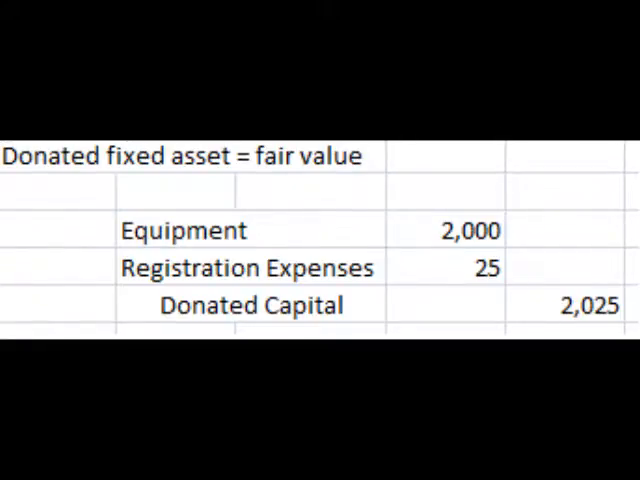Accounting for that transaction includes debiting equipment equal to the fair value amounting to 2,000 pesos, debiting also registration expenses amounting to 25 pesos, and crediting donated capital amounting to 2,025 pesos. As you can see, the registration expenses are absorbed by the donated capital. Why? Because it is said so by the standard. Accordingly, any fixed asset received from the shareholders shall be recorded at fair value. The residual value you saw in the problem shall only be used when the equipment will be depreciated every period.